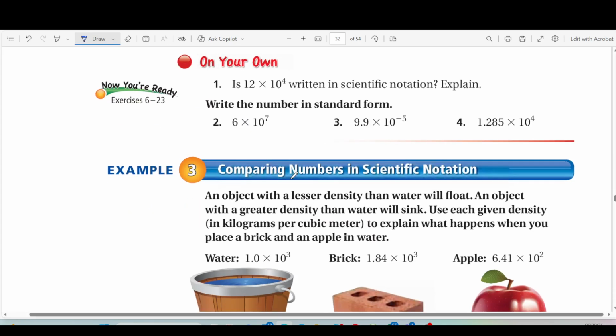Okay, try this. Write it in standard form.